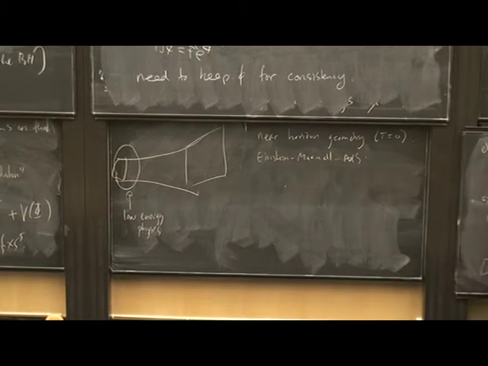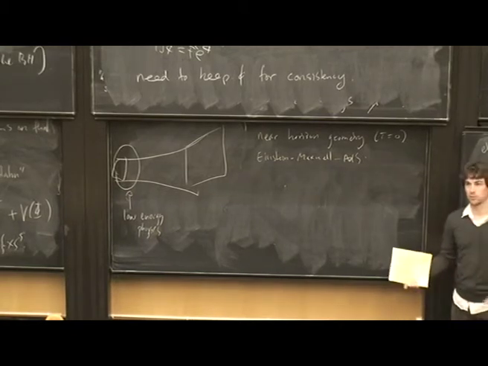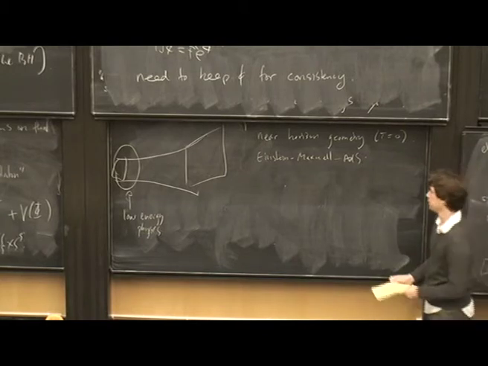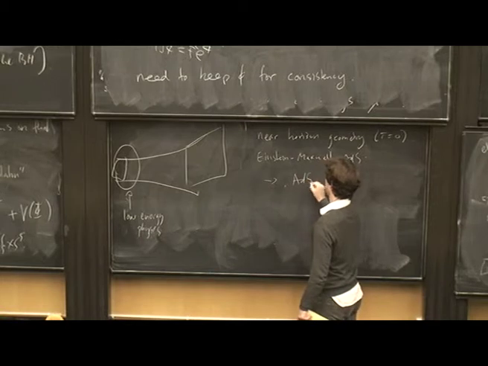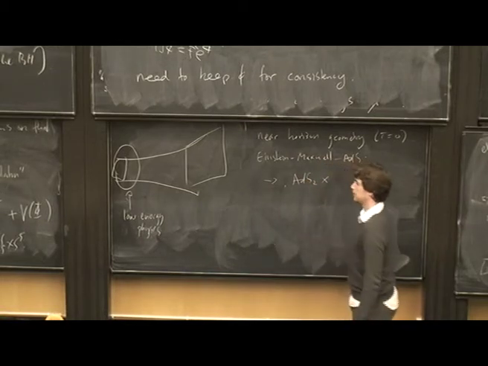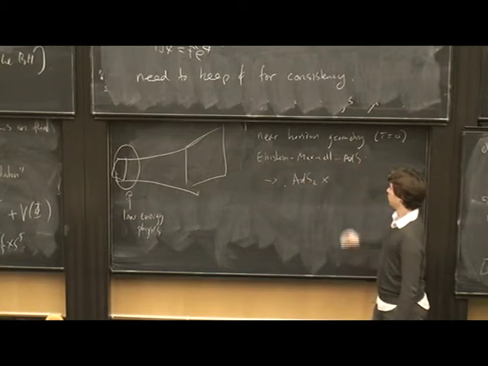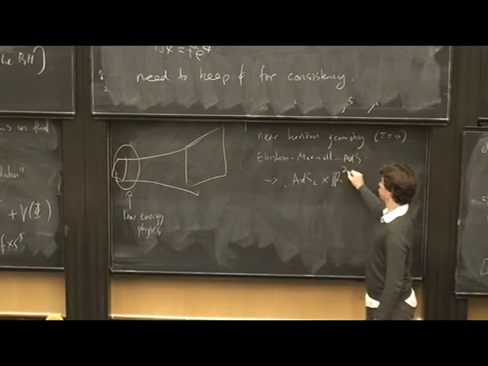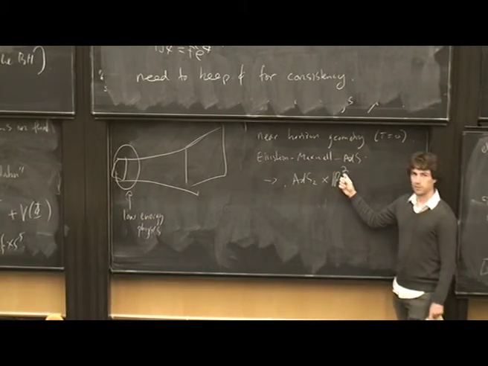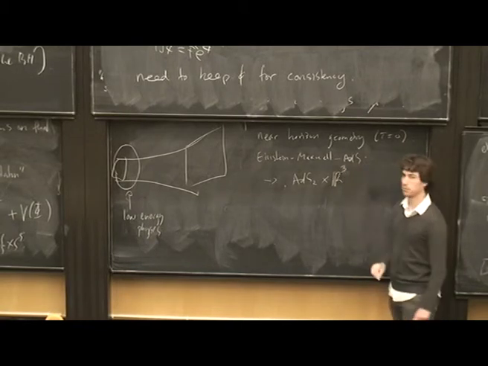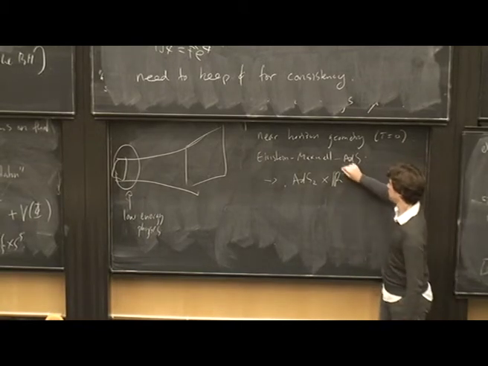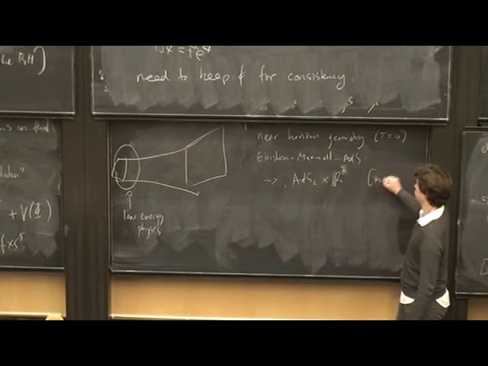In Einstein-Maxwell theory, the black holes are called Reissner-Nordstrom black holes, and the extremal black holes are called extremal Reissner-Nordstrom black holes. And the near horizon geometry in this case is something called AdS2 times R squared. This is for a 4-dimensional bulk. If you want to be in type 2B, you can make it R3. This doesn't matter.